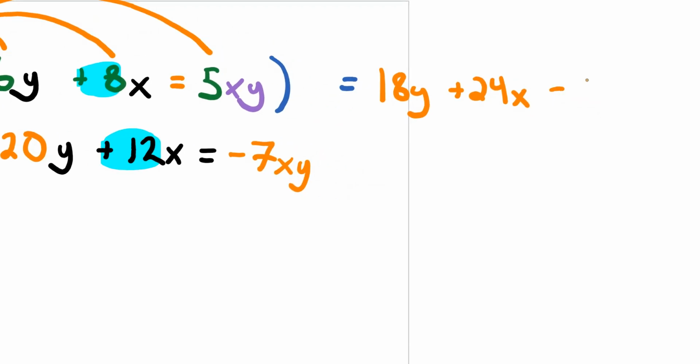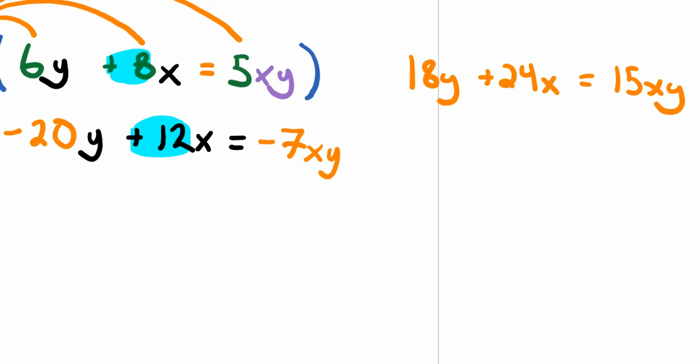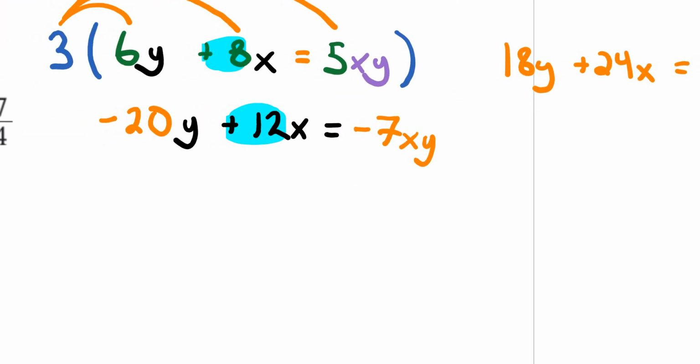So this is going to be equal to 15xy. All right, so that's my new equation there. And then for my second equation here, what do I need to do to this 12 to get to a 24? Well, I need to multiply everything by a 2.